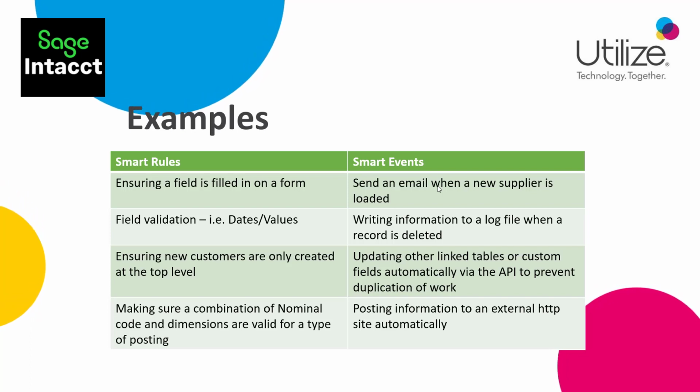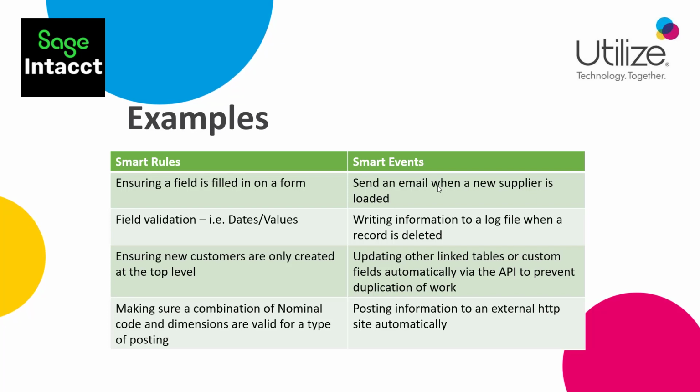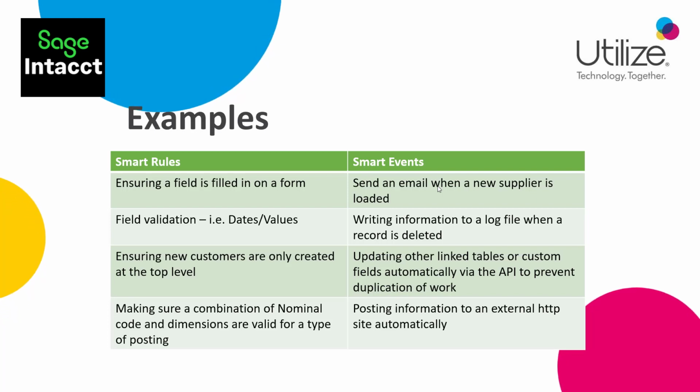Or it could be that when you're entering new customers or suppliers or entities within Intacct, it makes you enter it either at the entity level or at the top level. And another example might be that when you're putting on an invoice for a project, it restricts the codes that you can use for the nominal code and dimensions, as an example.